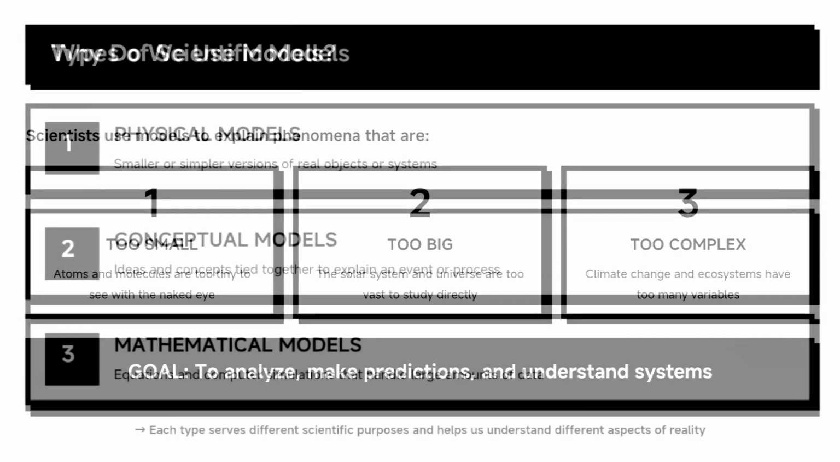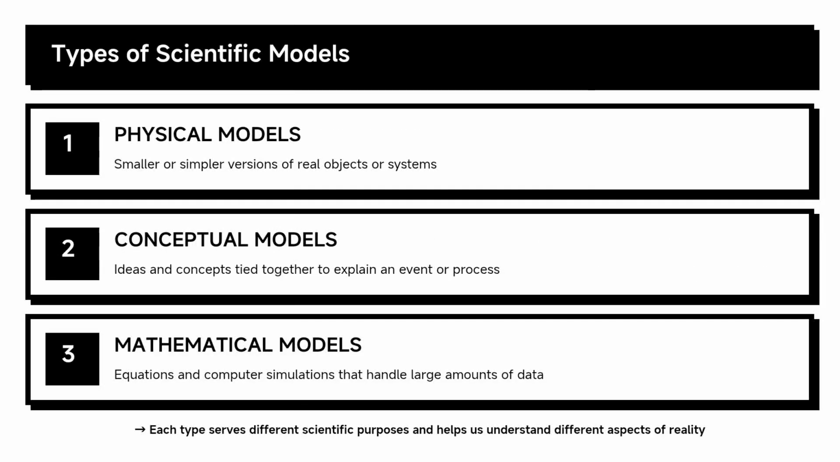There are three main types of scientific models. First, physical models. These are smaller or simpler versions of real objects, like a globe. Second, conceptual models. These explain ideas or processes, like diagrams. Third, mathematical models, which use equations and computer simulations to analyze large amounts of data.